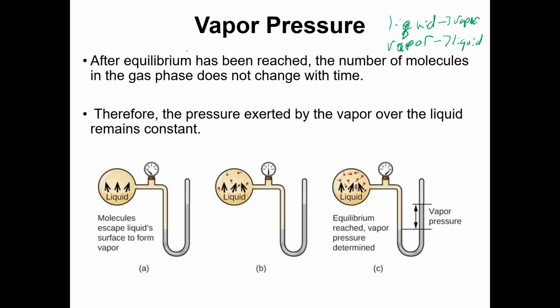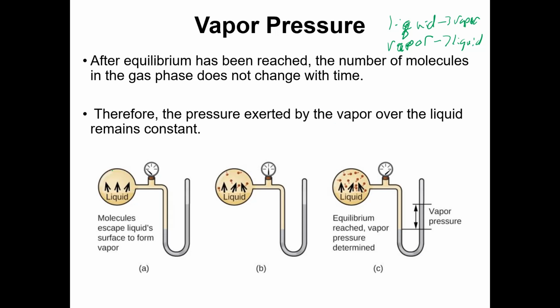So once we've reached a point of equilibrium where these reactions are going in both directions at the same rate, and we're no longer changing the overall concentration, the number of molecules in the gas phase is not changing. So because of that, the pressure that's exerted by the vapor remains constant.